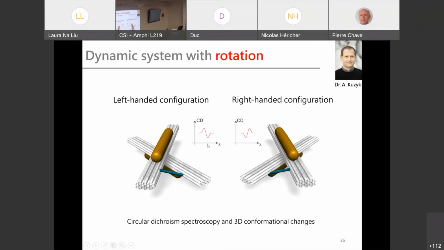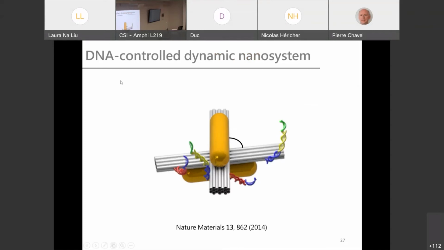So we can build the left-handed version and right-handed version. And then we can also change the angle between the two gold nanorods so that we can change the conformation of the nanosystem. Meanwhile, we can use CD spectroscopy to track the optical responses to retrieve how the plasmonic nanosystem has performed its nanoscale motion. So this is the DNA-controlled dynamic system. And this is the angle that I have been talking about. We would like to change the angle between the two gold nanorods.